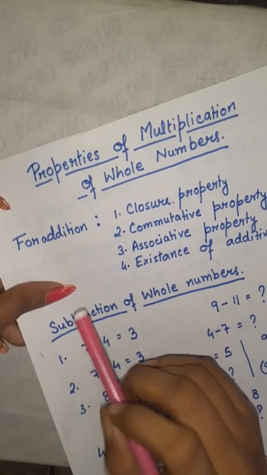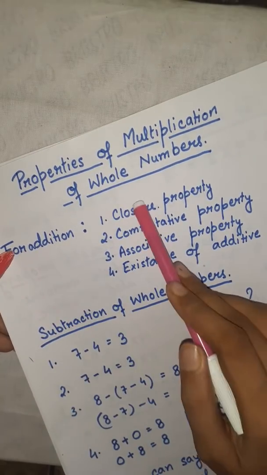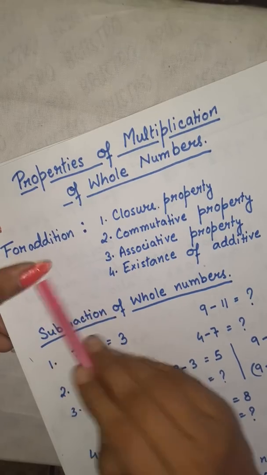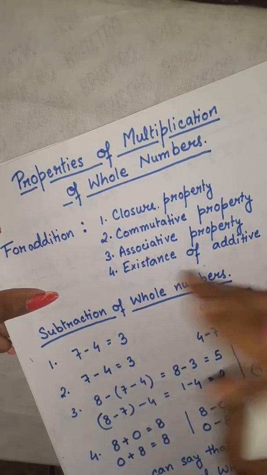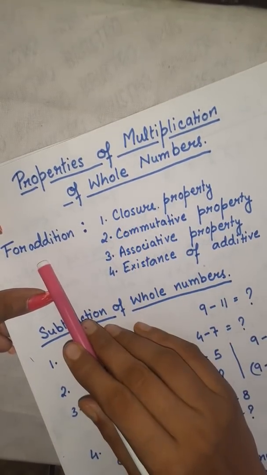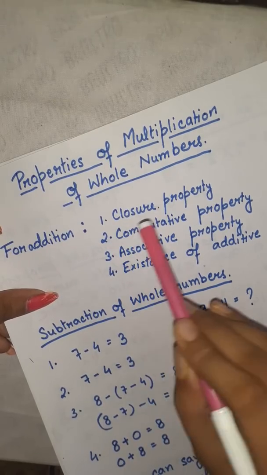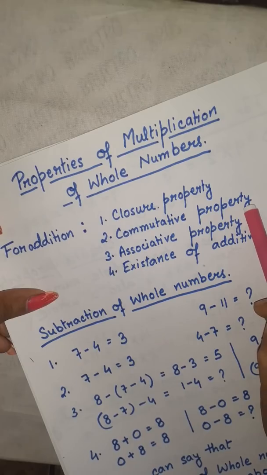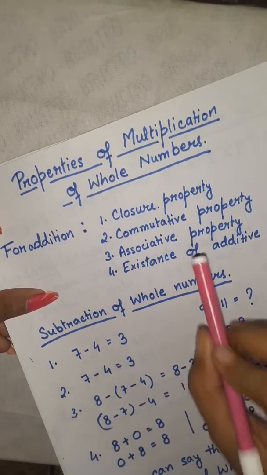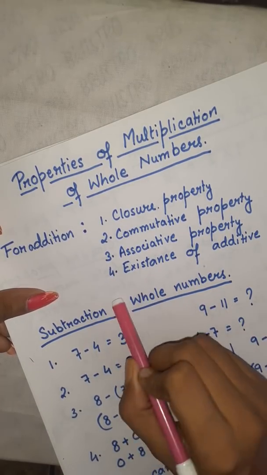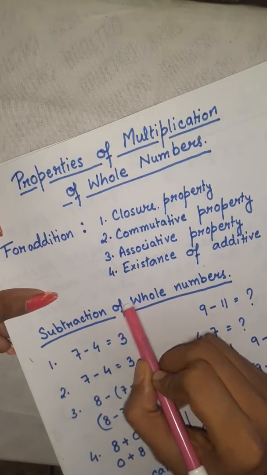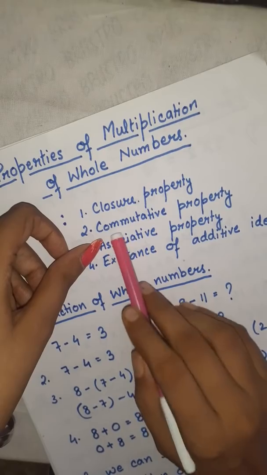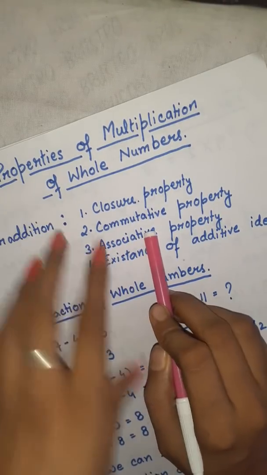Okay, in our previous class you have studied 4 properties of addition. Whole numbers are always closed under addition. Correct? Means if you add two whole numbers, then you will get a whole number. Right? If you add any two whole numbers, then you are going to get a whole number itself. That is known as closure property.